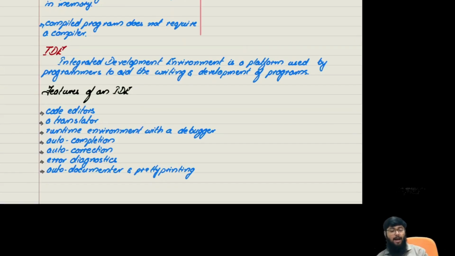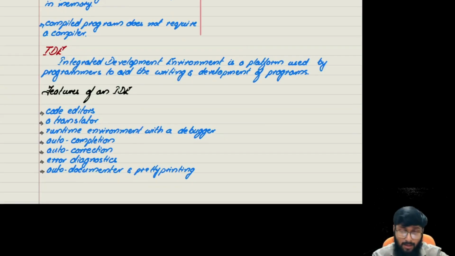Okay, what do I mean by that? That means it will give a suggestion by itself, but it will ask you to do that. A translator, that means it should convert a high level language into low level language and vice versa. Runtime environment, that means you can execute that particular code that you have developed. A debugger, that means you can solve the errors in that as well. Auto completion is something like when you are writing on a chat, and as you write 2 or 3 words, it gives you the words, okay, now you need to write this word.